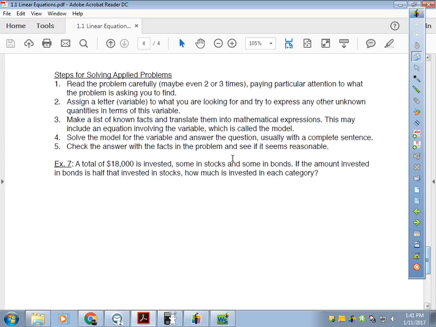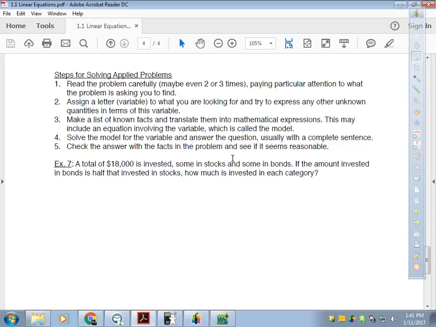Next thing we're going to look at is some applied problems. We'll be doing some more of these a little bit later, but this is just kind of a little introduction. Our general steps for doing applied problems. Step 1, read the problem really carefully. Sometimes you might even read it 2 or 3 times. Pay special attention to what the problem is asking you to find. Figure out what it is wanting you to locate. What is the thing you want to know?